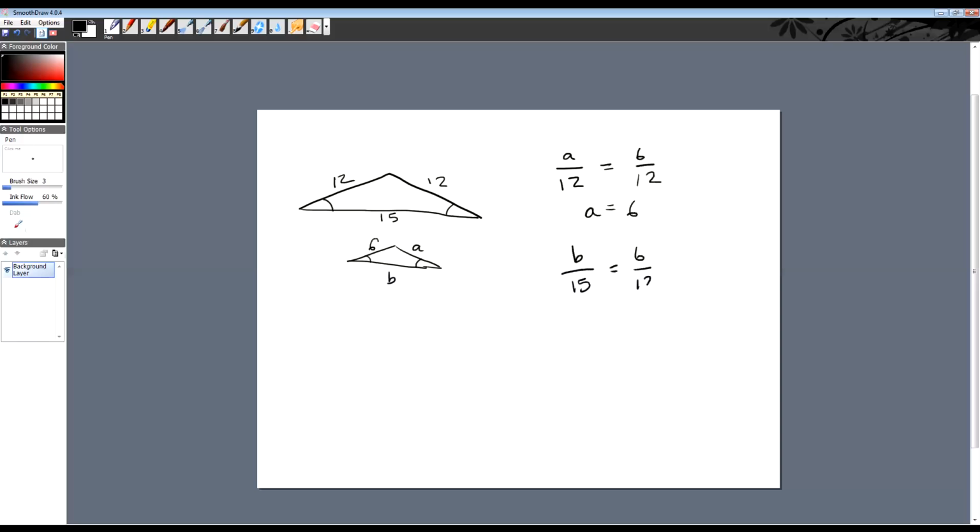equals 6 over 12. So we cross multiply here and we get 12B equals 15 times 6. Okay, so 12B equals 90. Divide both sides by 12. Any number divided by itself is 1, so B equals 15 over 2. So actually it's 15 times 6 over 2 times 6, and any number divided by itself is 1. So what you're left with is B equals 15 over 2. So A equals 6 and B equals 15 over 2.